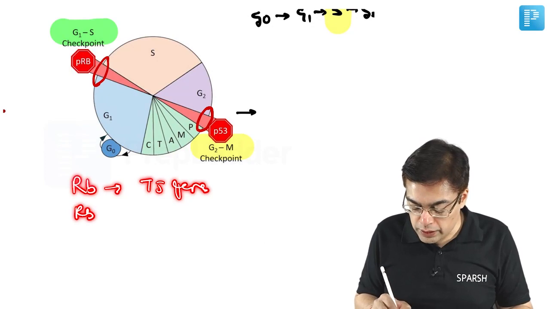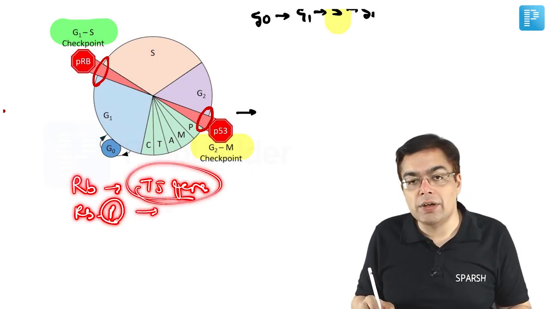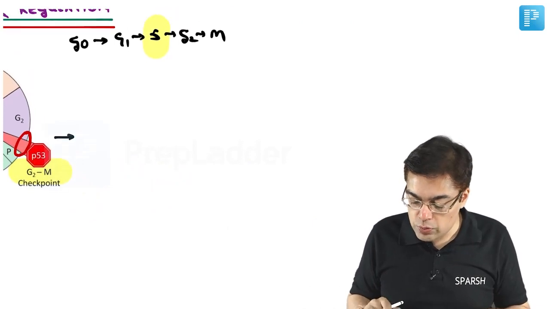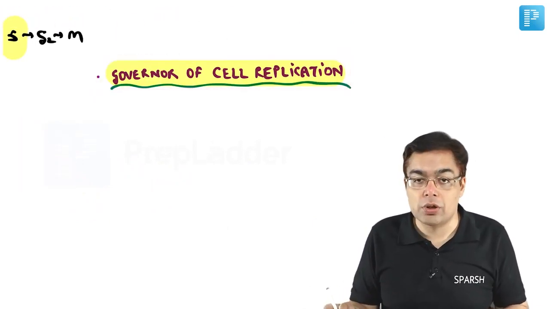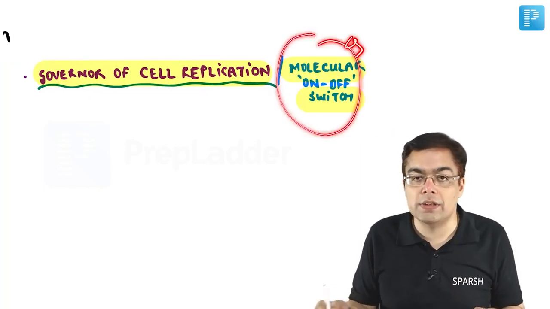But whenever there is a phosphorylation of the RB gene, it forgets its activity of suppressing, and now it becomes responsible for causing initiation of cell replication. Therefore, the RB gene is also given the other important name of the governor of cell replication. In fact, it is also called the molecular on-off switch of the cell.